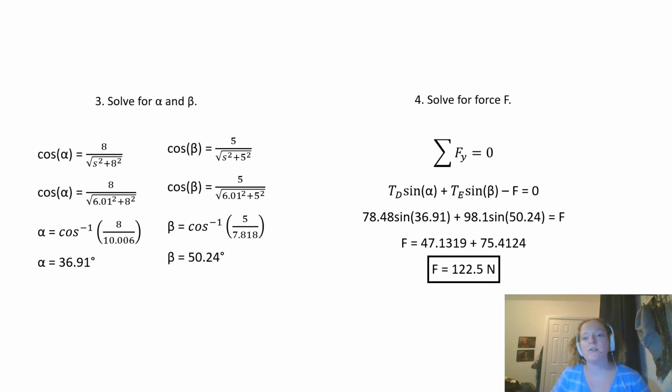And then our last step is just solving for force F. We just need to sum up all the forces in the y direction. So that is tension of D times sine of alpha plus tension E times sine of beta minus F is equal to 0, so we can just move F to the other side and solve for F. If we plug all of our tensions and angles in there, we get F is equal to 47.1319 plus 75.4124. And then just adding those together, we get F is equal to 122.5 newtons. And we have solved our problem.